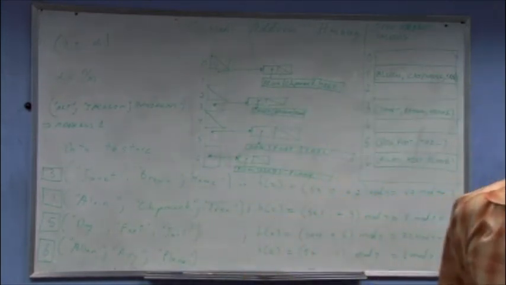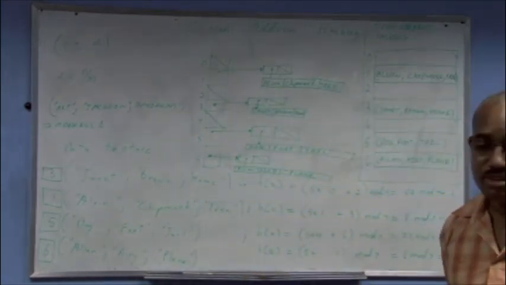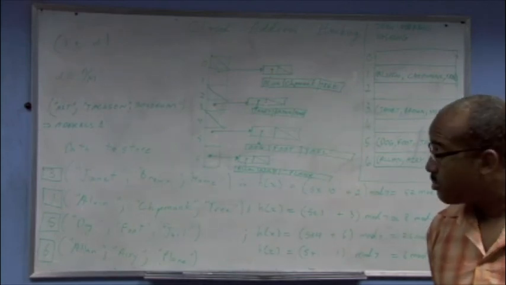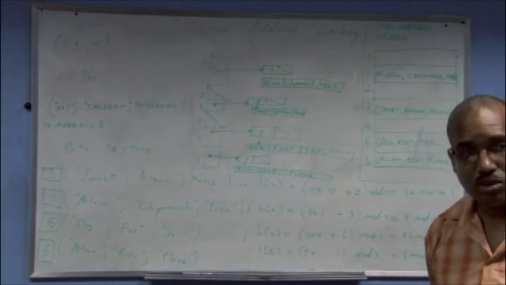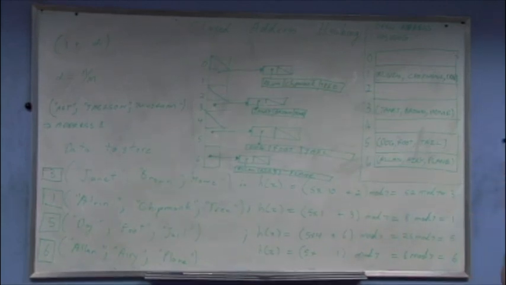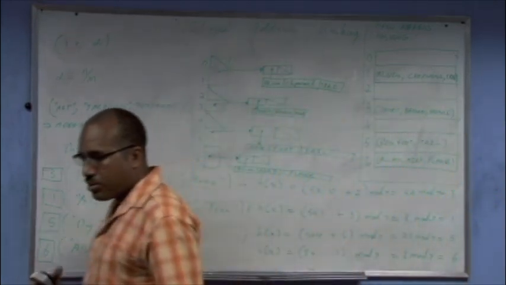So for small controlled amounts of data, a hash table can give you very good performance, close to constant time. Alright, so that's hashing.